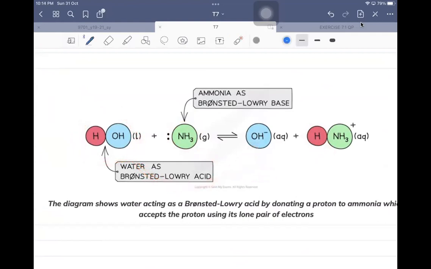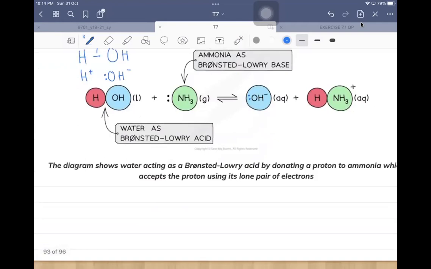Same thing. How does that happen? H2O, the bond breaks heterolytically to form H plus and OH minus. So there's a lone pair on the oxygen. Okay, so you can add in the lone pair of electrons there. So this is how ammonia and water is acting as Bronsted-Lowry base and acid respectively. Okay, so yes, water can behave as a base or as an acid depending on who it is reacting with.